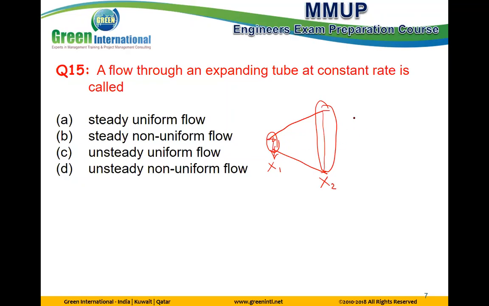We know from the continuity equation that the velocity is directly proportional to area. It means it is affected by the diameter. It means the velocity changes, correct? It means it is non-uniform, this one or this one. Correct or not? Yes. This is the first thing, expanding tube. Read on: at constant rate, it means the velocity with time is steady. It means steady. Clear?